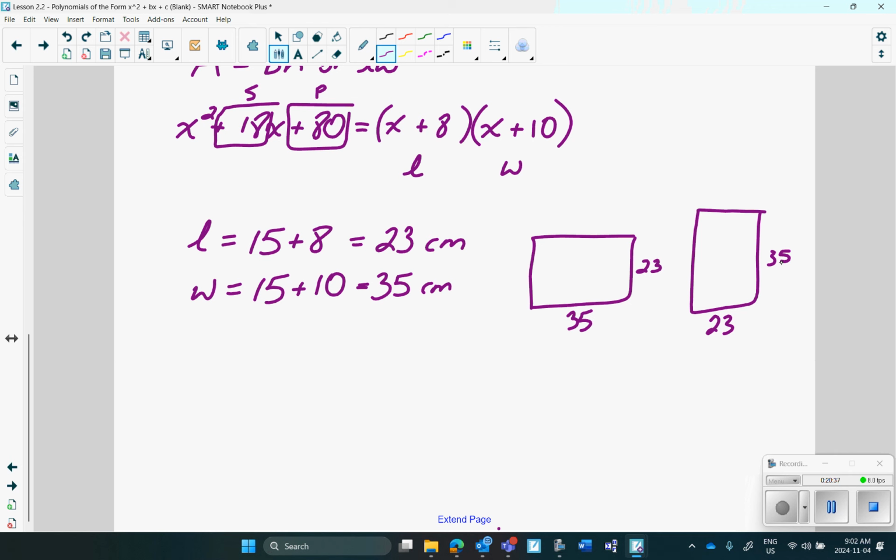Any questions? Yeah. Well, because we're told that the width is going to be x plus 10. We're told in the question that x is 15. Do you see that? It is 25. Oops, it's right. Both of us.